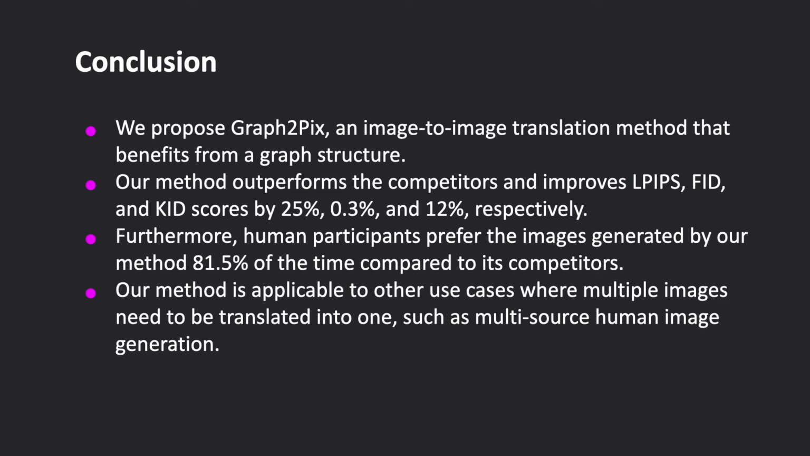In summary, we propose Graph2Pix, an image-to-image translation method suitable for images that form a graph structure. Graph2Pix outperforms its competitors such as Pix2Pix HD and U-GAT-IT, and improves LPIPS, FID, and KID scores. We also qualitatively evaluate our method. The user study showed that users preferred Graph2Pix results 81.5% of the time. Our method is not limited to ArtBreeder and can be applied to other use cases where multiple images need to be translated into one, such as multi-source human image generation.